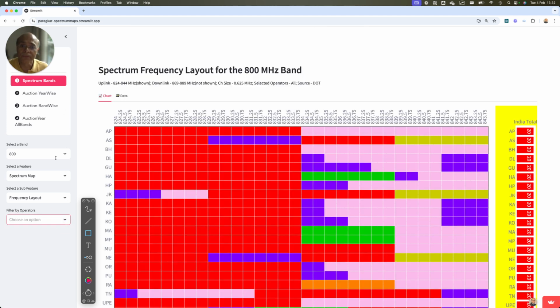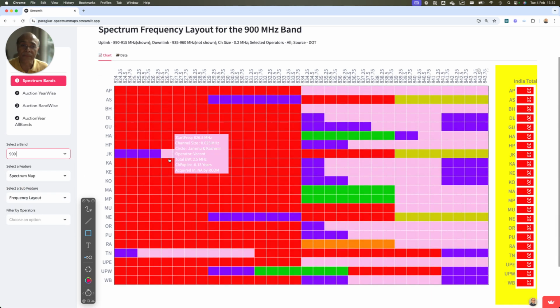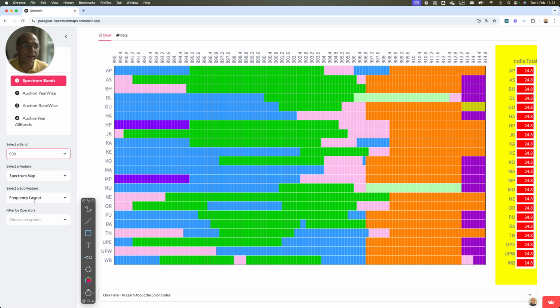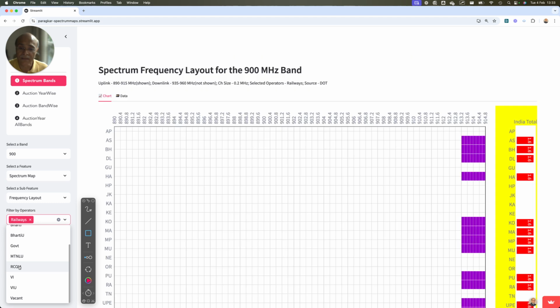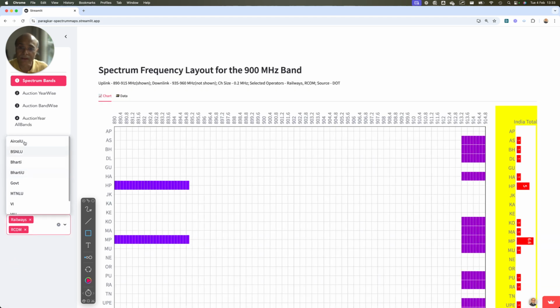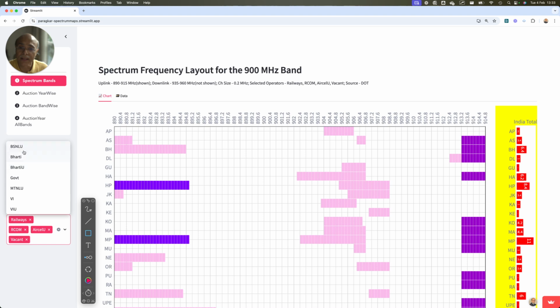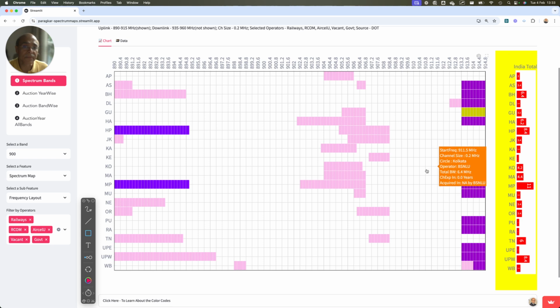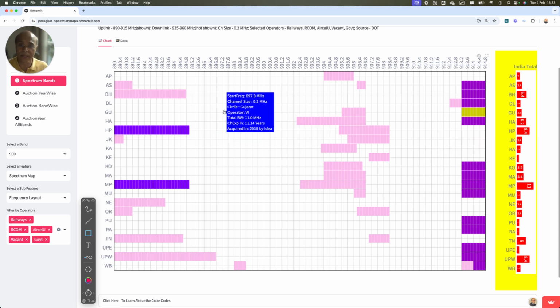Now let's go to the 900 megahertz spectrum band. In the 900 megahertz spectrum band, again I am going to do a simple filtering. This is 25 megahertz of spectrum, and what I am going to do is filter out railways, RCOM, Aircel, and vacant. This is BSNL, Bharti, government, and then I think the rest is fine, right? So you can imagine that I'm just extracting these entities outside and the rest of the entities are all hidden here.